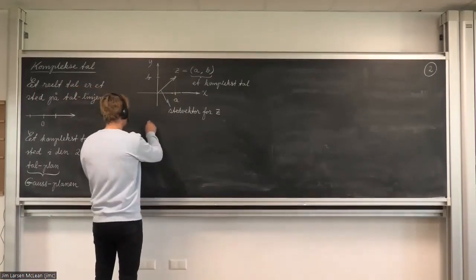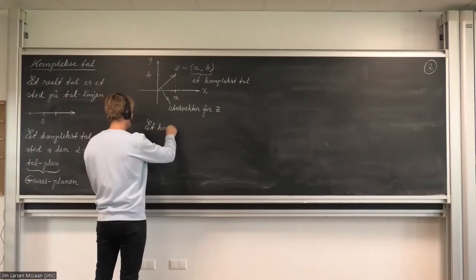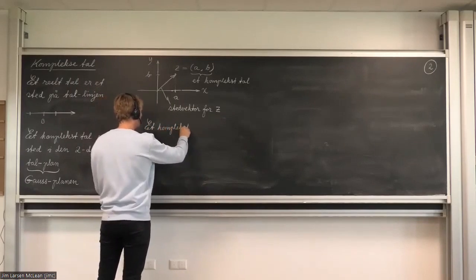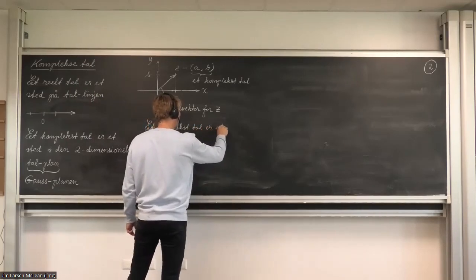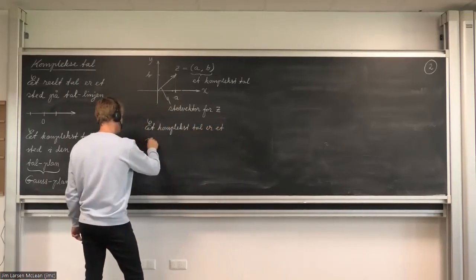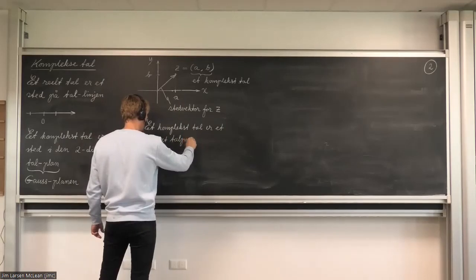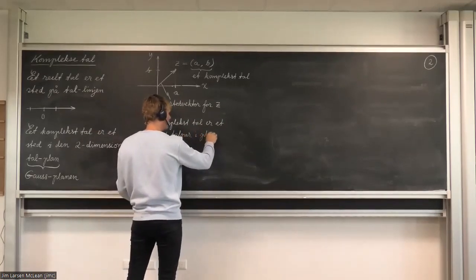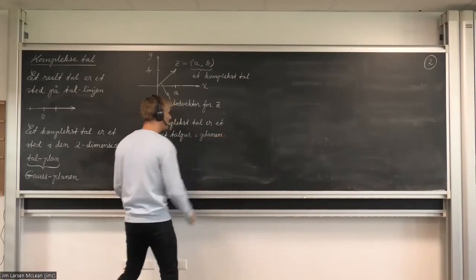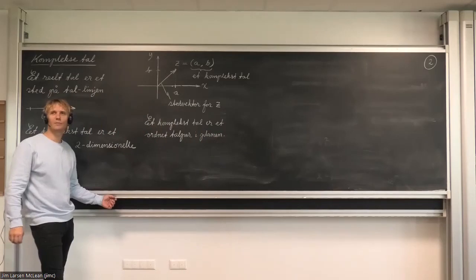So a complex number, what is it? A complex number is an ordered pair of numbers. On the plane, that means two dimensions. So you could say a complex number is a two-dimensional number. A real number is a one-dimensional number.